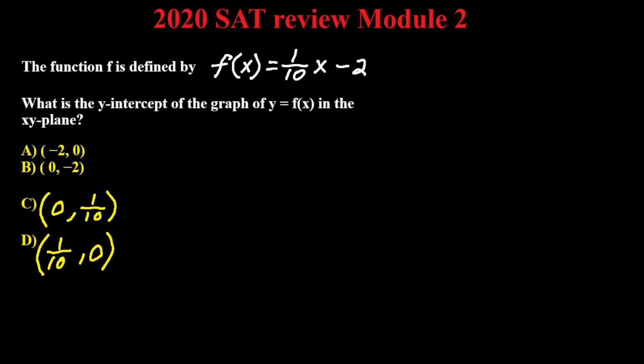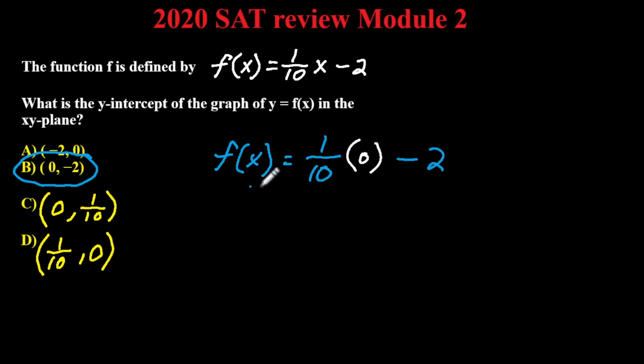This question is saying that function f is defined by f of x equals 1/10 x minus 2. What is the y-intercept of the graph of y equals f of x in the xy plane? It's a super simple question. You don't even need a pencil for it. So when x is 0, y is minus 2. B is the correct answer. 1/10 times 0 is 0. So then f of 0 equals minus 2.